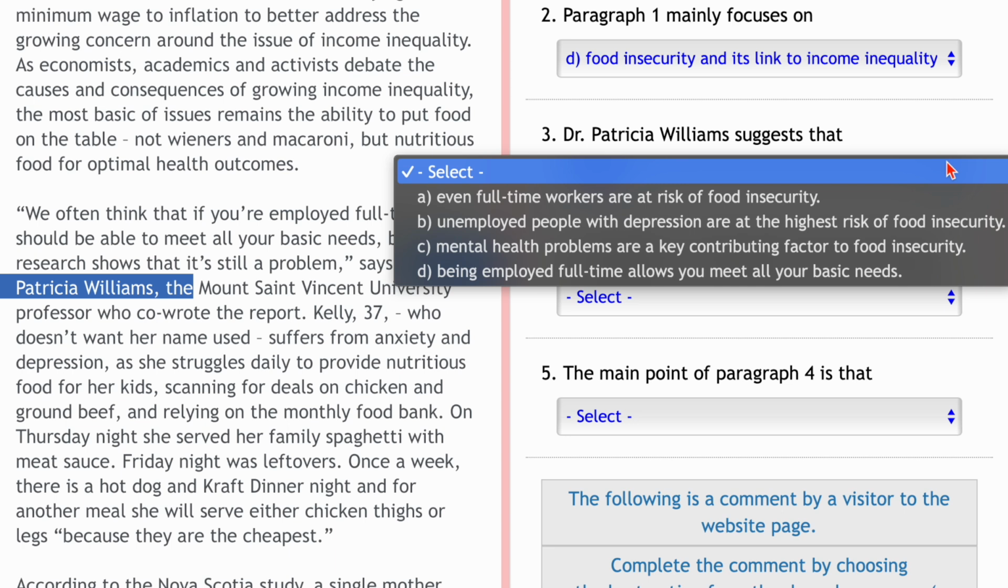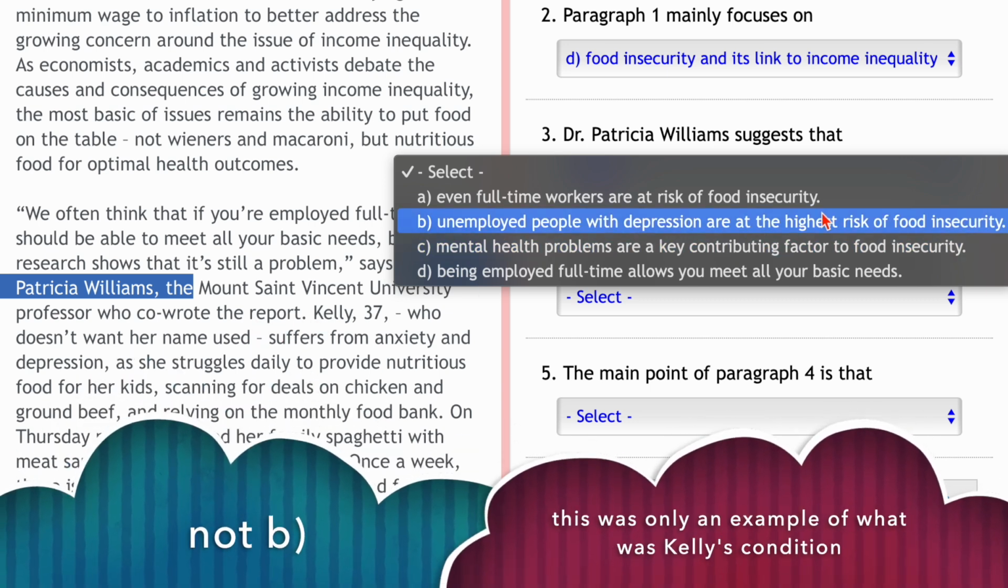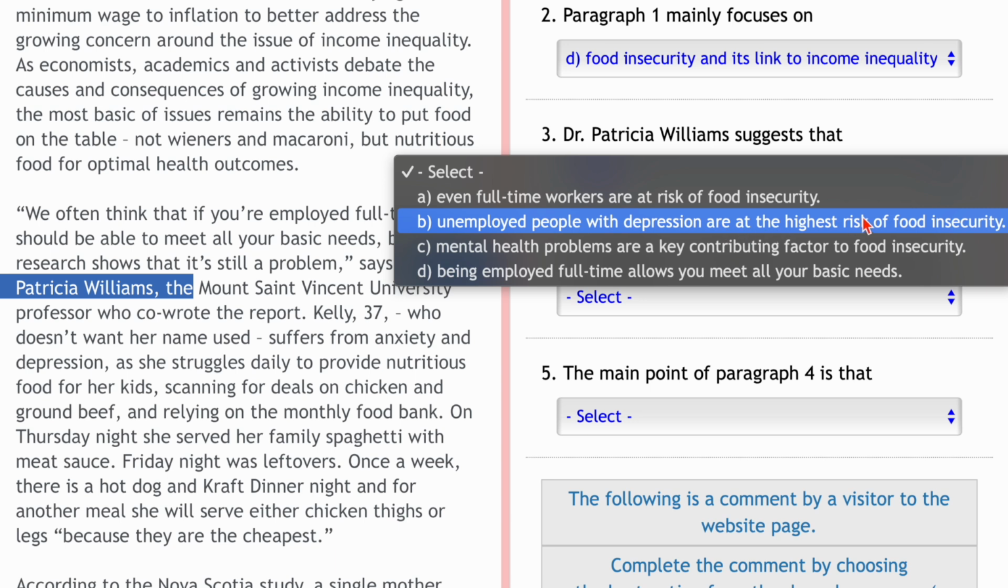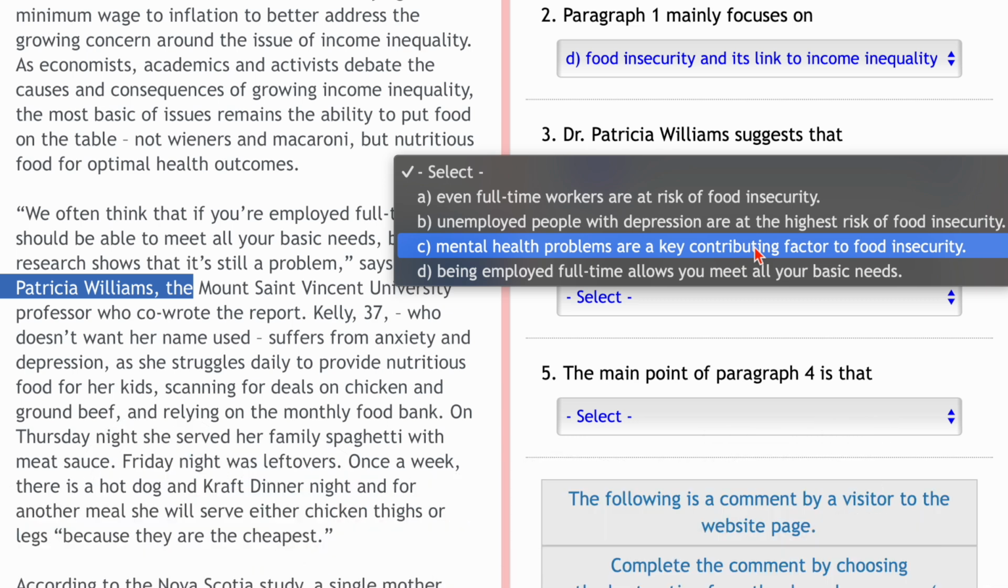What do you think? Okay, well, it's not B. Unemployed people with depression are at highest risk. It's just an example. It says Kelly is an example and she has that, but it's not that they are at the highest risk. Also, it's not C for the same reason. It's not just that mental health contributes to that. I mean, it could, but that's not what Dr. Patricia Williams suggests, okay? So A or B.